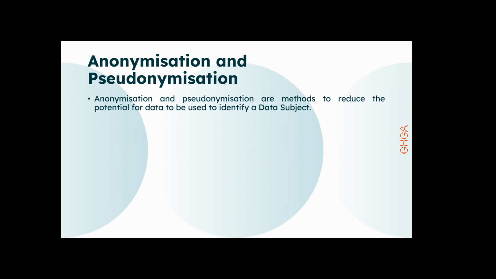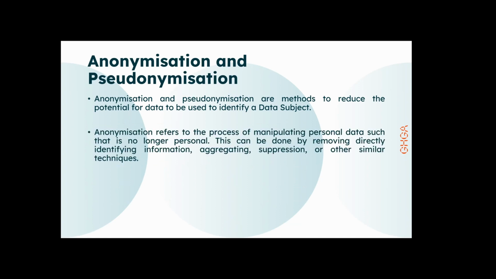Now, you've probably heard of the ideas of anonymization and pseudonymization, and these are really approaches to reduce the potential for data to be used to identify a data subject. So anonymization refers to the process of manipulating personal data such that it's no longer personal. This could be done by, for example, removing directly identifying information. You could also start aggregating some of the variables. You could suppress some of the information and other similar techniques.